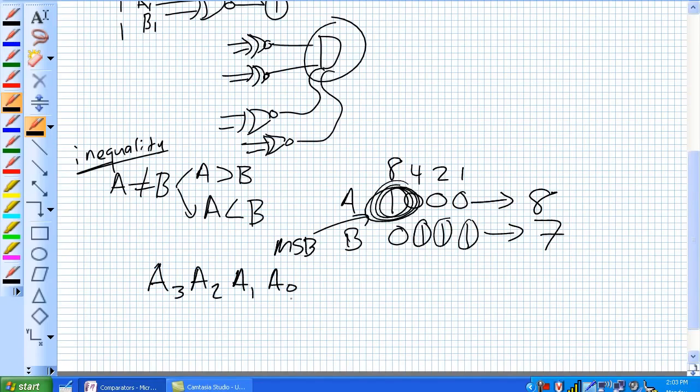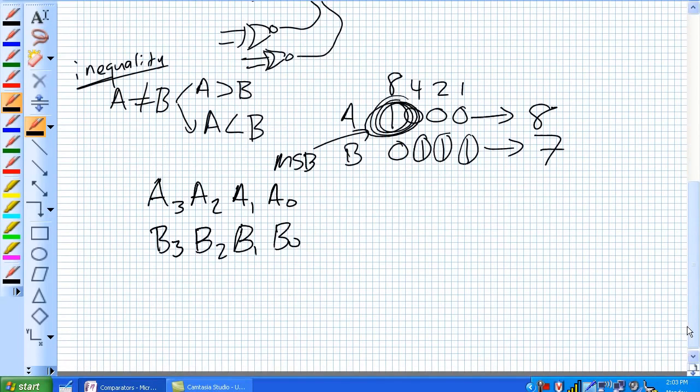A3, A2, A1, A0, B3, B2, B1, B0. What you've got to do is compare bit by bit, going from MSB to LSB. First off, if A3 is a 1 and B3 is a 0, stop right there. We already know A is greater than B.